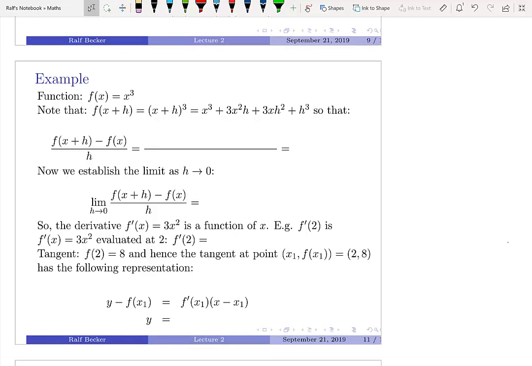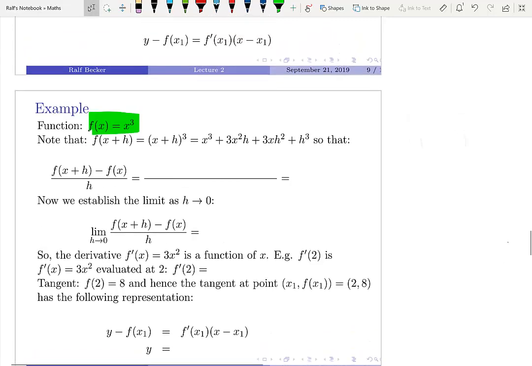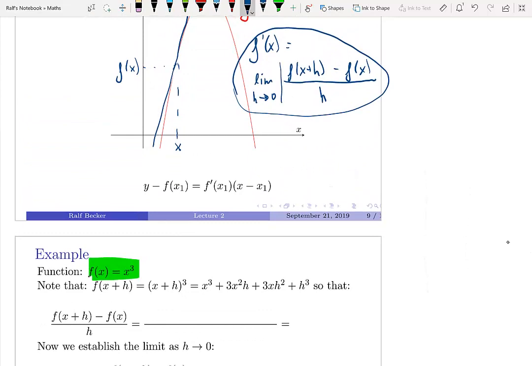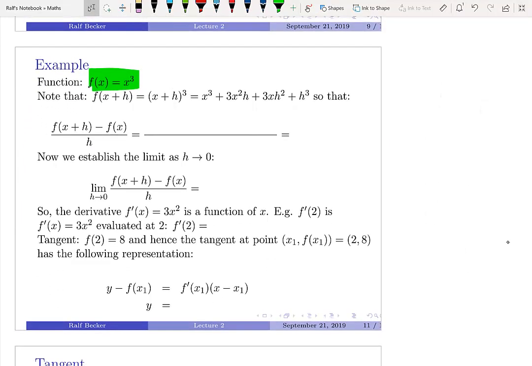So here's an example. We'll look at this particular function now. f of x is equal to x cubed, and see how we are going to use this definition of the derivative to actually calculate the first derivative of a function. So here's f of x is x cubed. In our definition of the derivative, we have this term here, f of x plus h minus f of x divided by h. So this term here.